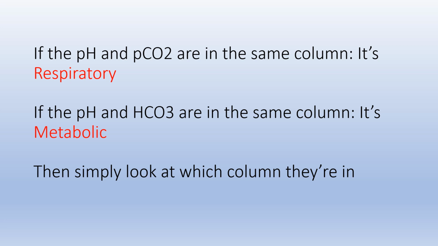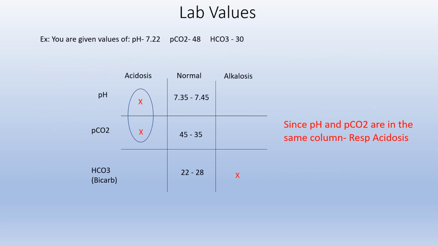If the pH and the carbon dioxide are in the same column, it is a respiratory problem. You have to look and see, is it acidotic or alkalotic? If the pH and bicarb are in the same column, then it's metabolic. Then you just look at which column it's in.